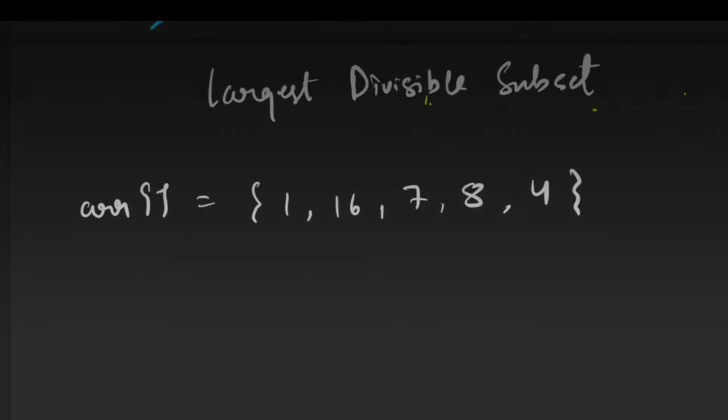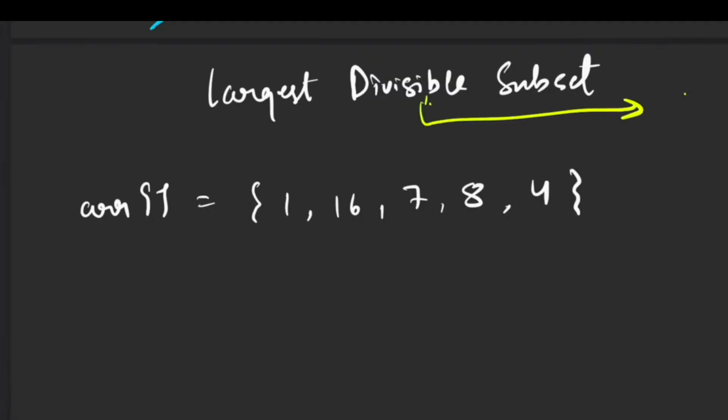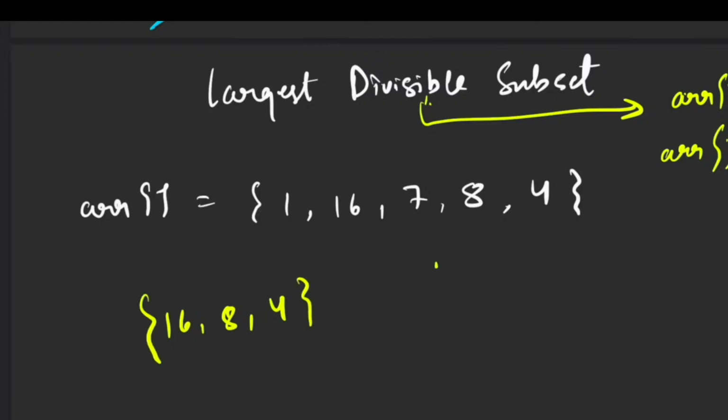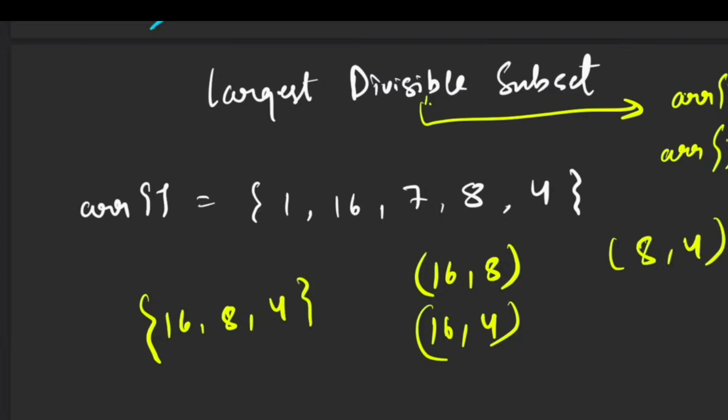For an example, if I pick up a subset like 16, 8, 4, this is a subset. Now what all pairs can I have? I can have 16, 8 as a pair, I can have 16, 4 as a pair, and then I can have 8, 4. Right? So these are the three pairs that I can have.